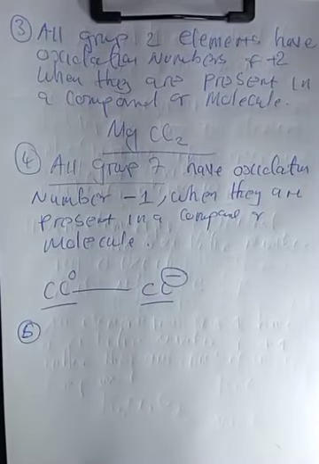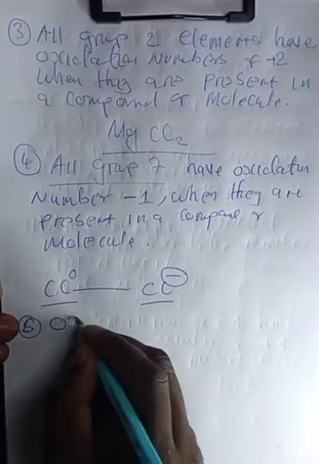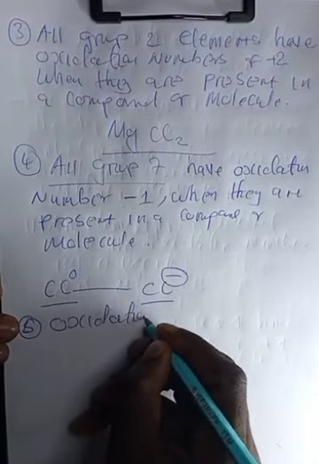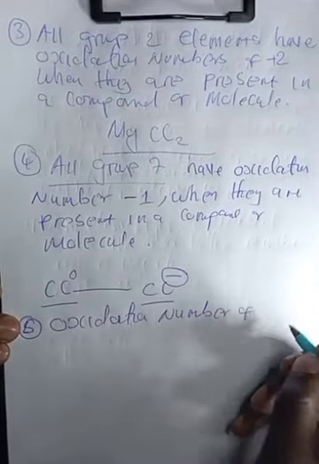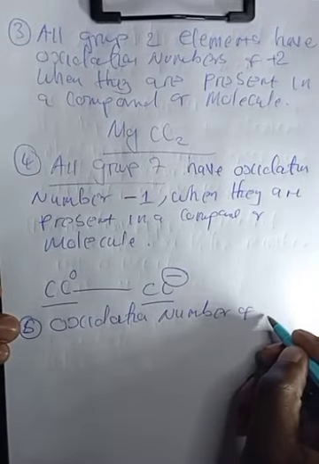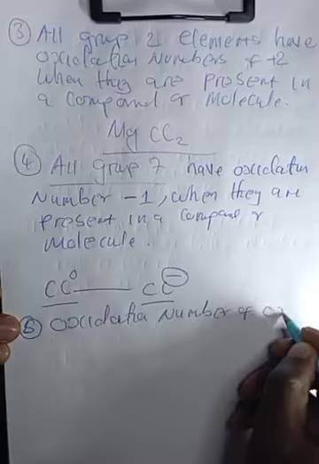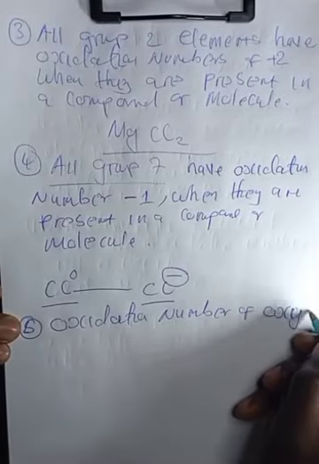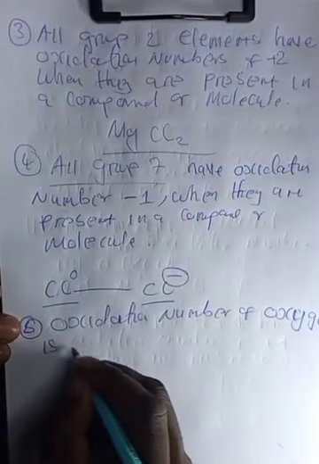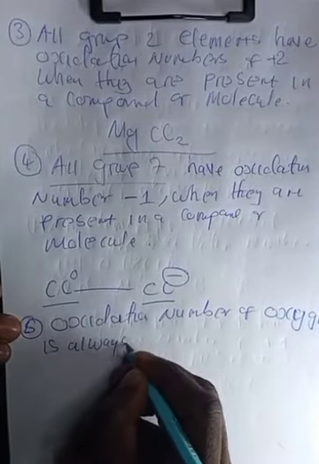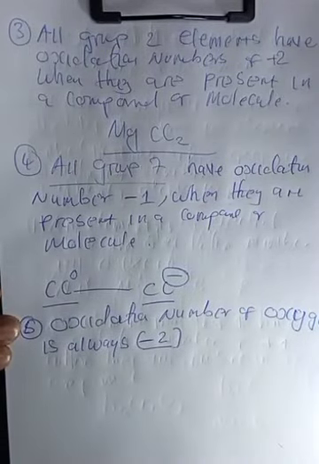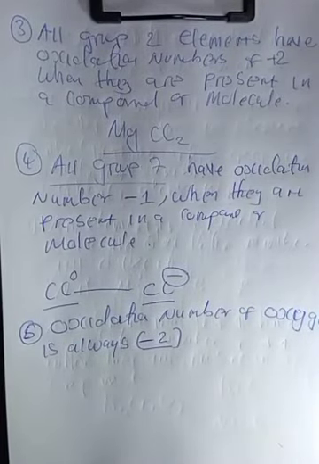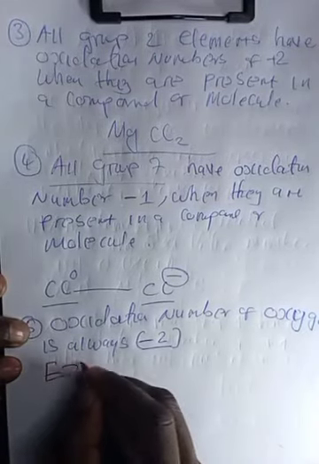So number 5 is that the oxidation number of oxygen is always -2. But here is an exception. So whenever you see oxygen in a particular compound, we know that the oxidation number is -2. So just one exception that we have with that.